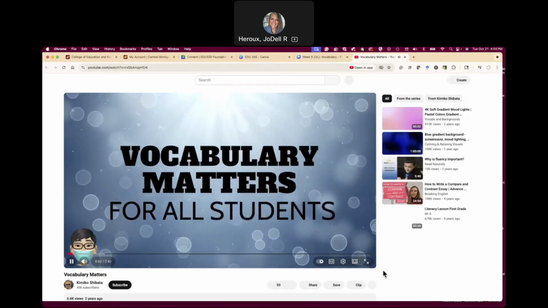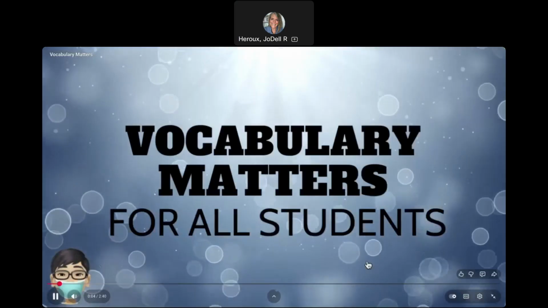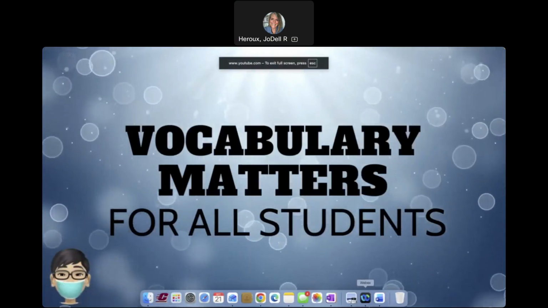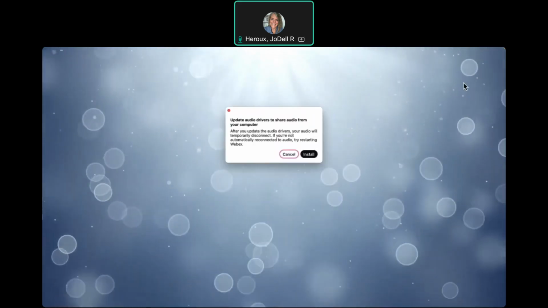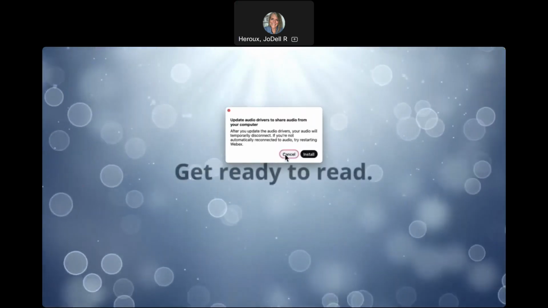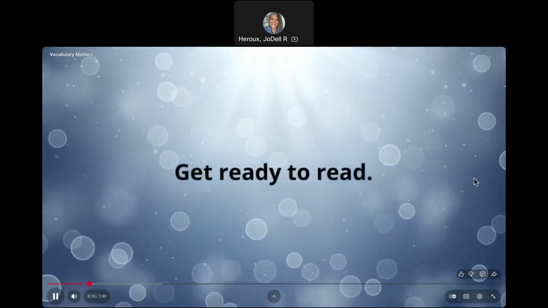Vocabulary matters for all students. I want you to read the following passage. It's written at a grade 3 reading level and contains 100 words.